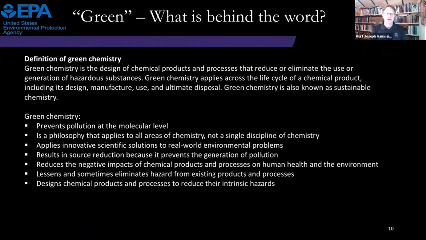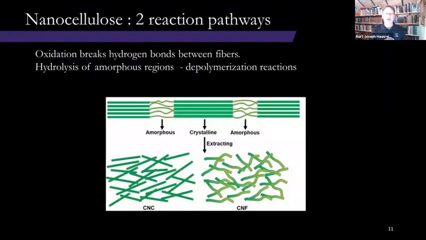And then chemical products and processes that reduce their intrinsic hazard. These are the things the EPA defines as, if you can satisfy one of these things or all of them, you can consider yourself green, okay? Any questions on that?